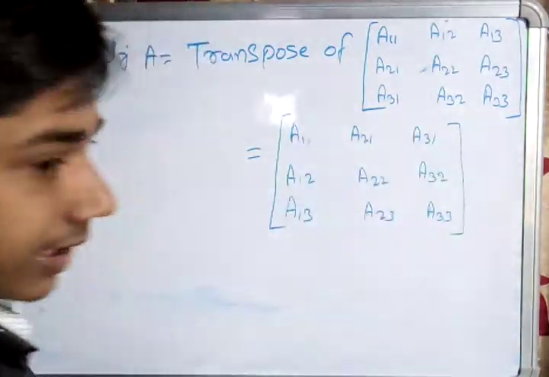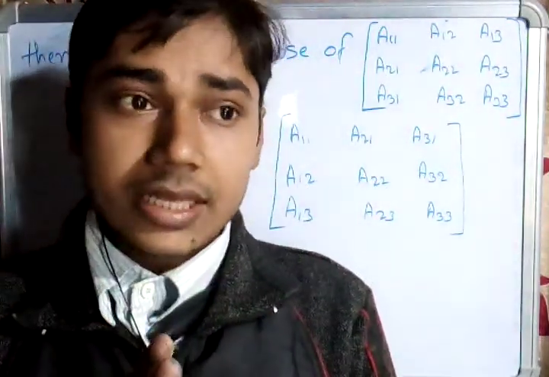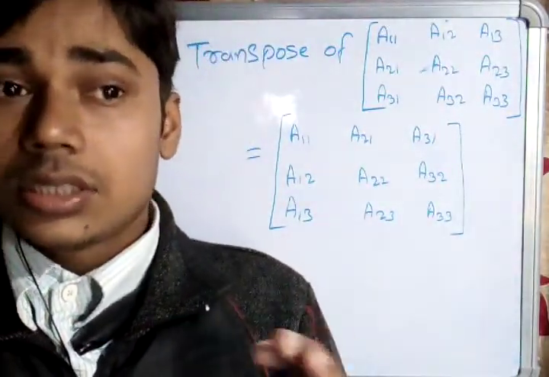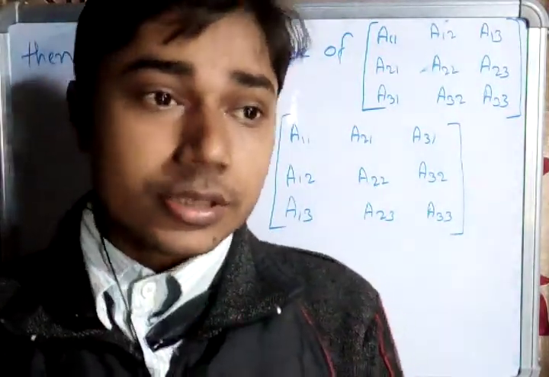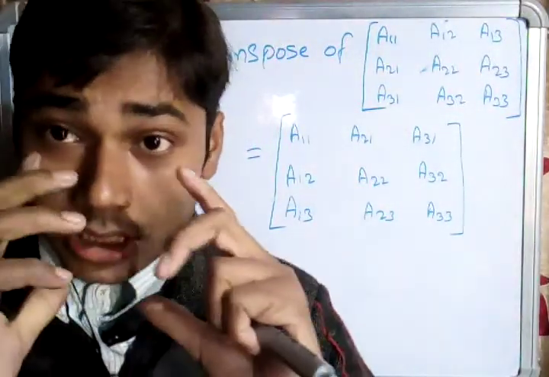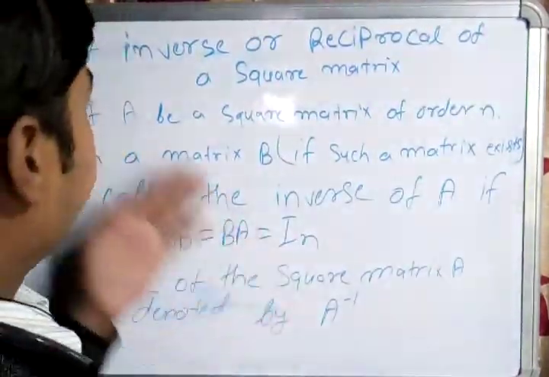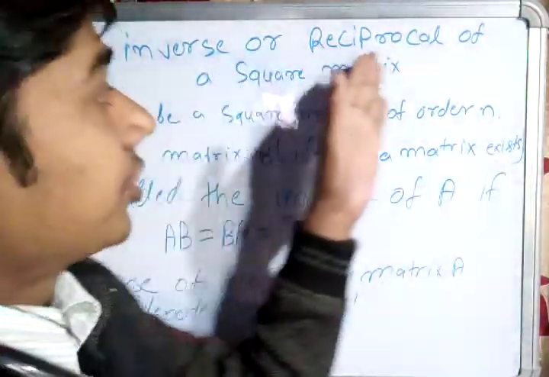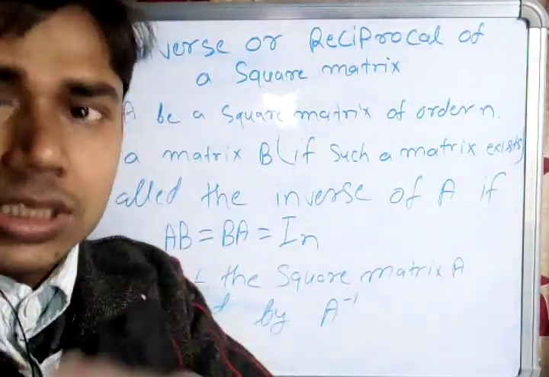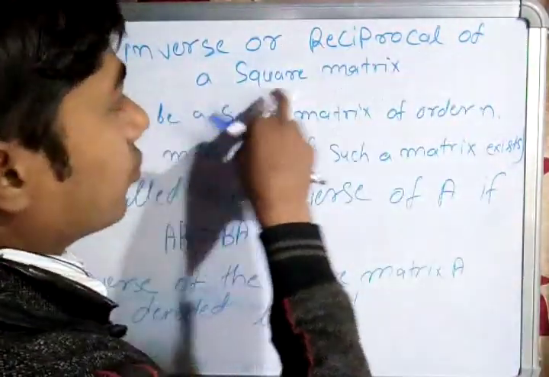We have a new matrix, and the next step is to find the inverse of A, and how to find the inverse of A. Next topic, look here: the inverse or reciprocal of a square matrix. Inverse or reciprocal, just the opposite word, the inverse of a square matrix.